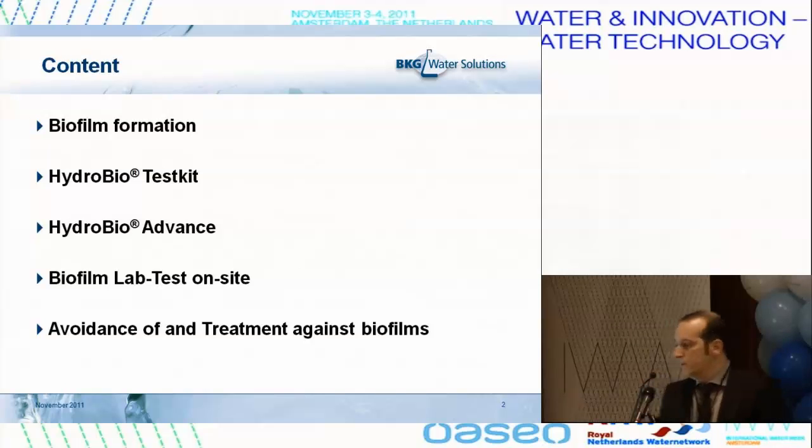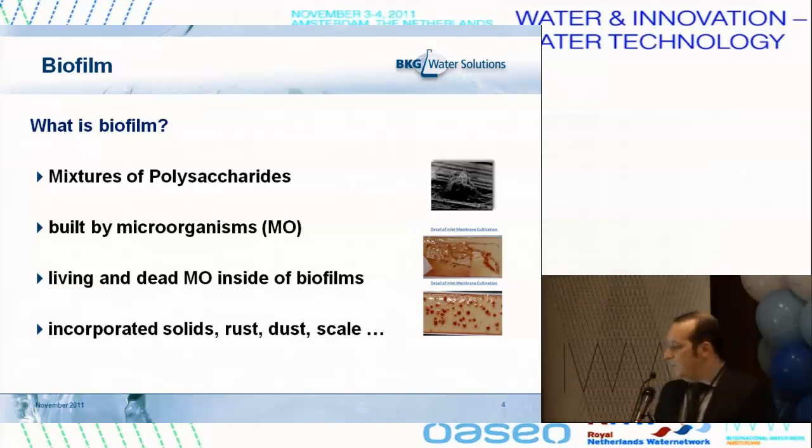So first of all, a short introduction into biofilms. As you know, biofilms are a mixture of polysaccharides. They are built by the microorganisms in water systems, and they consist not only of living microorganisms, but also of dead microorganisms that are inside of this biofilm. Additionally, they work like a sponge for all kinds of stuff that is in the water, like solids, rust, scale, and whatever. So it works like a sponge. I will have a picture in my presentation to show you that.